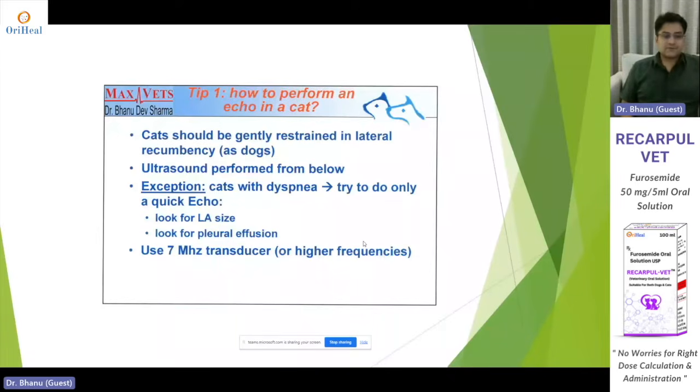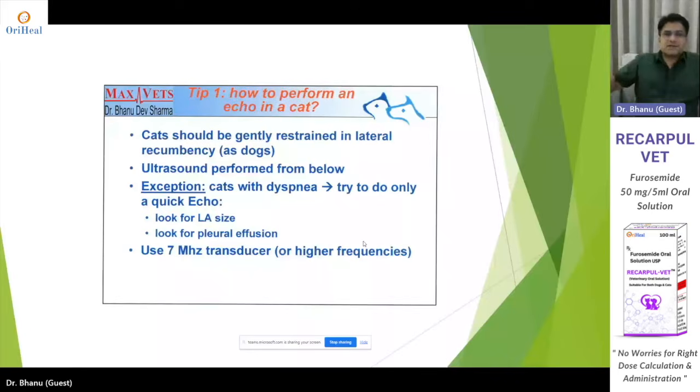If there are effusions, if it is a severe dilatation of the chambers, you communicate to the owner about the prognosis. Cat owners can be highly emotional, and this communication is very valuable. You have to set up in their minds the severity of the disease and the prognosis.